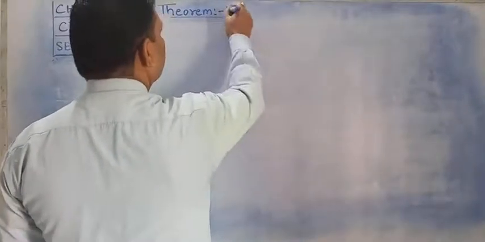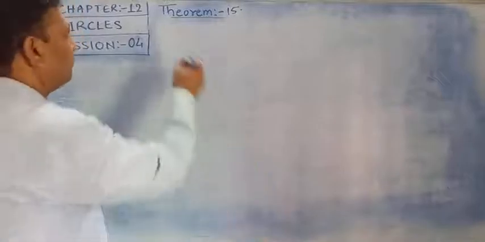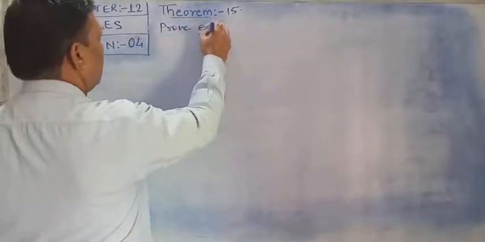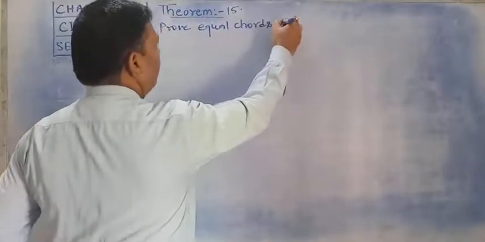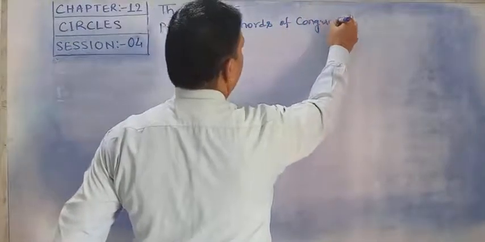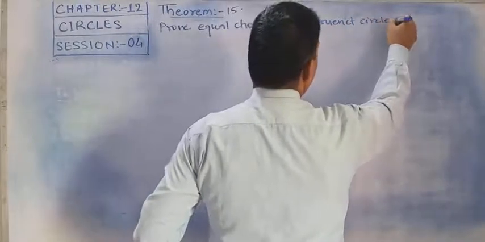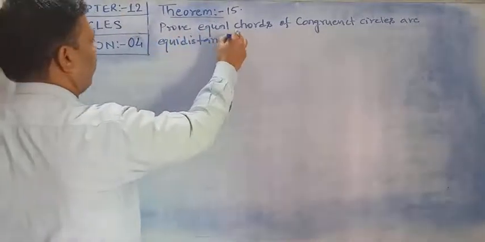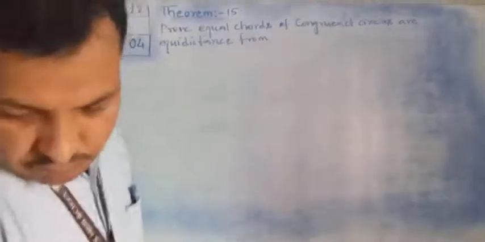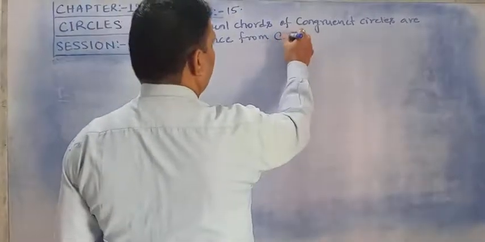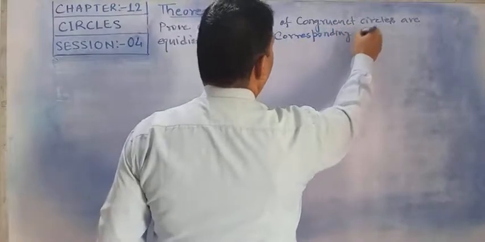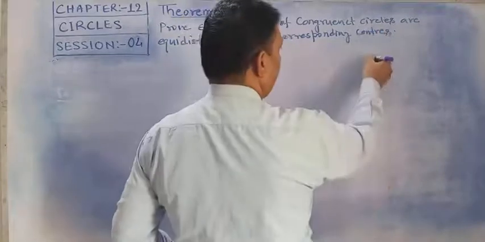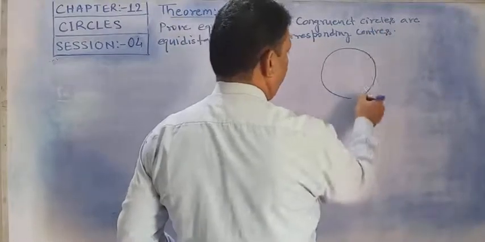Theorem 15. It is given, prove that equal chords of congruent circles are equidistant from corresponding centers. So here we consider the two circles are there, and these two circles are congruent to each other.